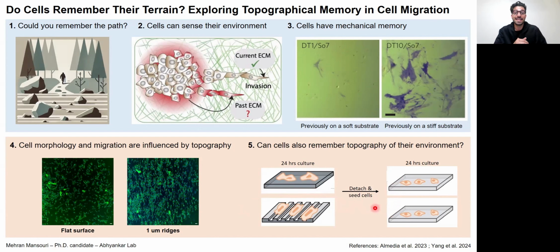Why does this matter? If we discover that cells have topographical memory, it can help us to effectively design biomaterials and tissue engineering approaches to obtain desired results in the future.